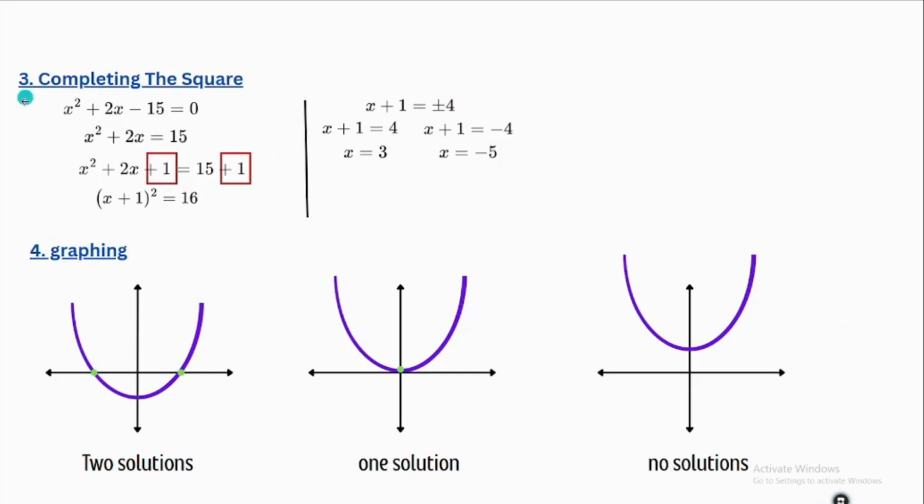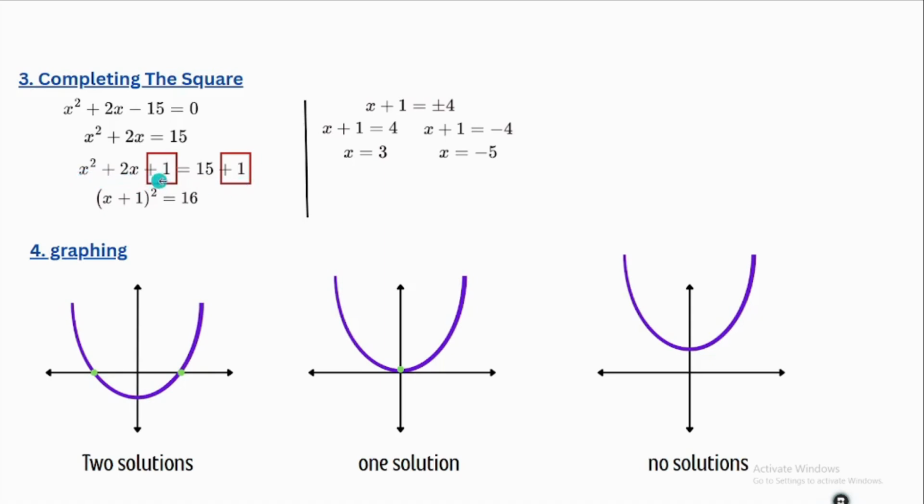The third way to solve the quadratic equation is completing the square. If we have an equation like x squared plus 2x minus 15 equals 0, we will get 15 on the right-hand side, on the other side. We will add 1 to both sides. We don't affect the equation. We will add 1 here and add 1 here.